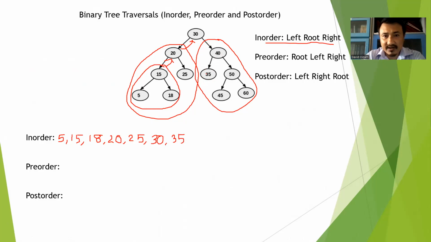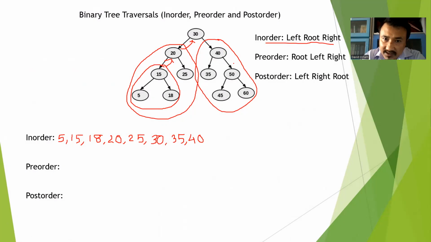So after 35, left is completed here. You have to move to the root node. Root node is here, 40. From the root node, you have to go again to the right.